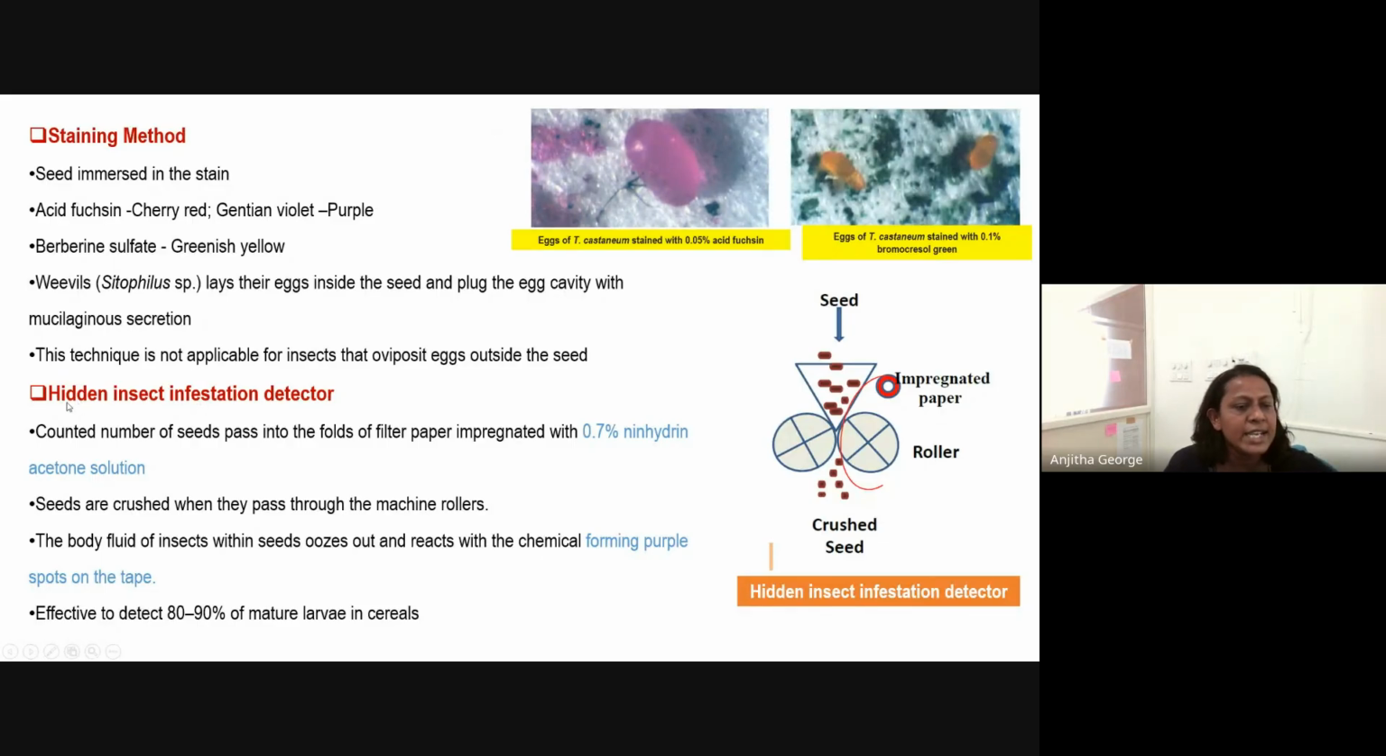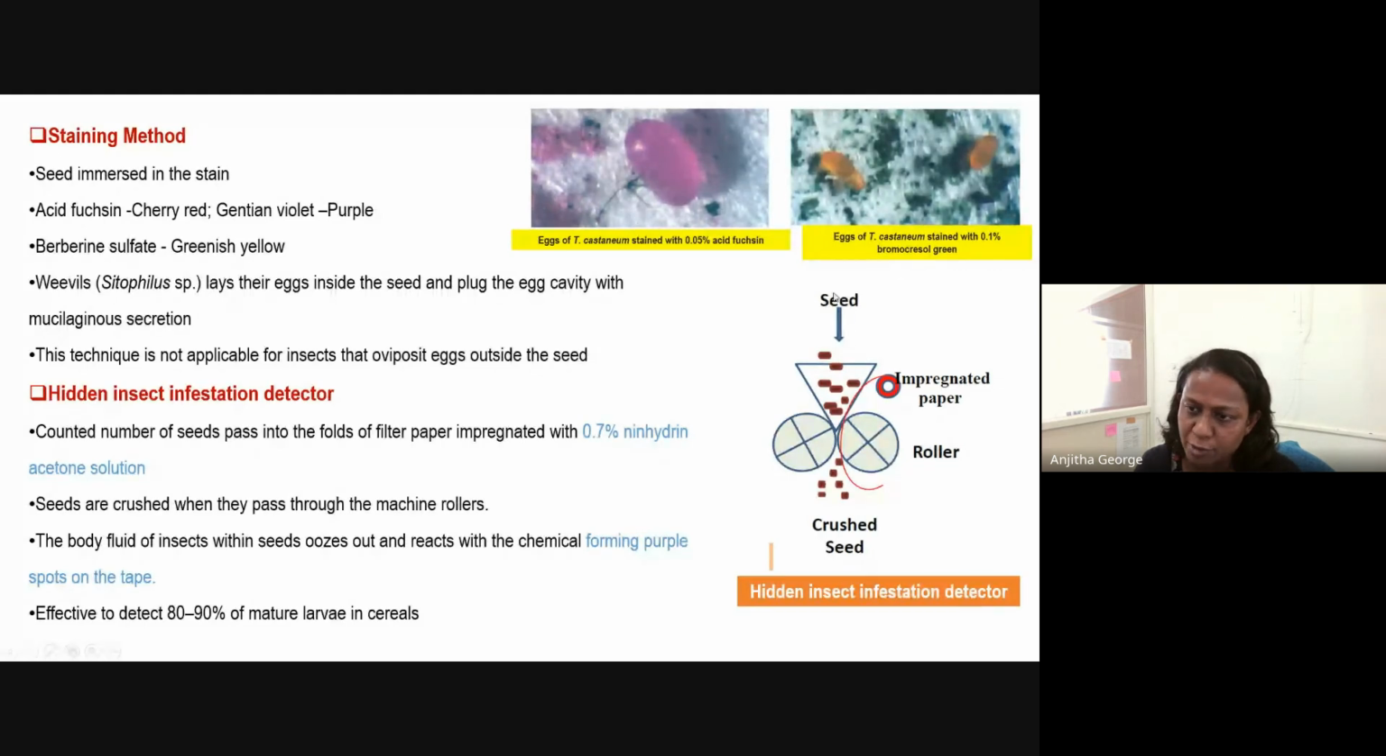And another method is the hidden insect infestation detector. So it's a simple technique. This is actually an inverted triangle shaped metal structure. It is open in the middle, and you have to put the seeds, and these two are the rollers, and in between the rollers there is an impregnated paper which is having 0.7% ninhydrin acetone solution.